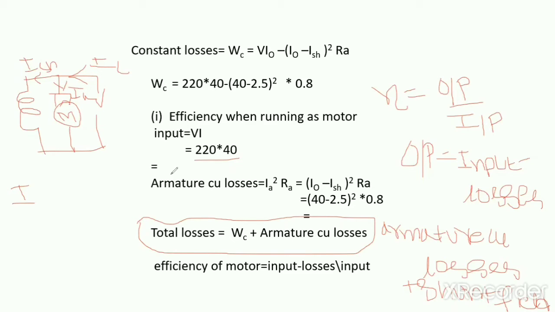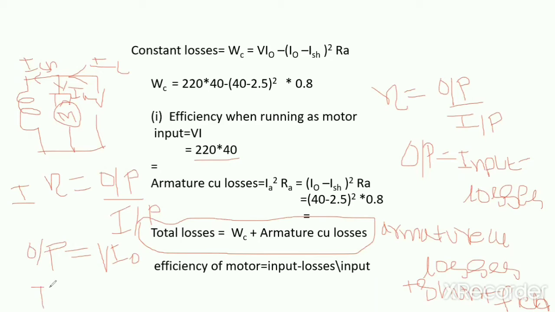Similarly, we calculate the efficiency as a generator. What is the formula for efficiency of a generator? Generator efficiency is also output by input. What is the formula for output? We know the output of a DC generator is electrical power, that is V into I. In the case of a generator, the output is known. V into I naught is the output.